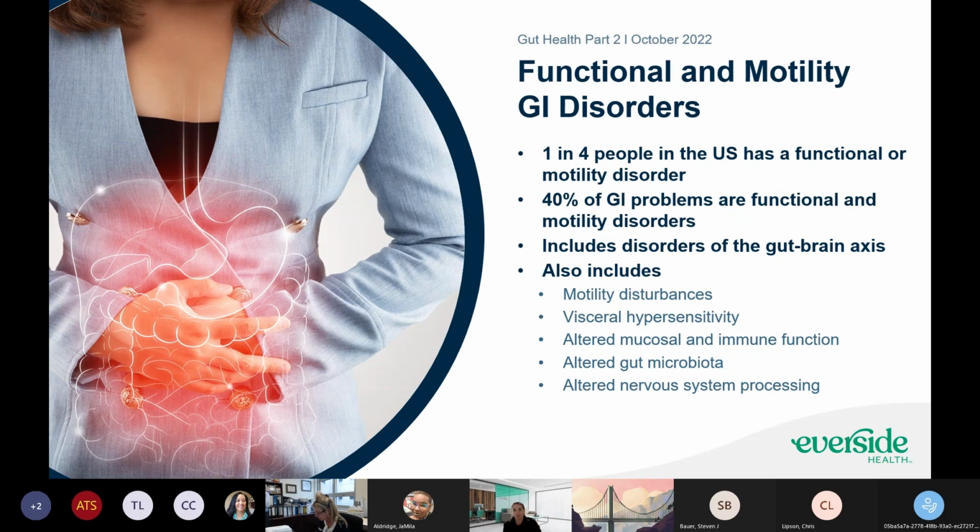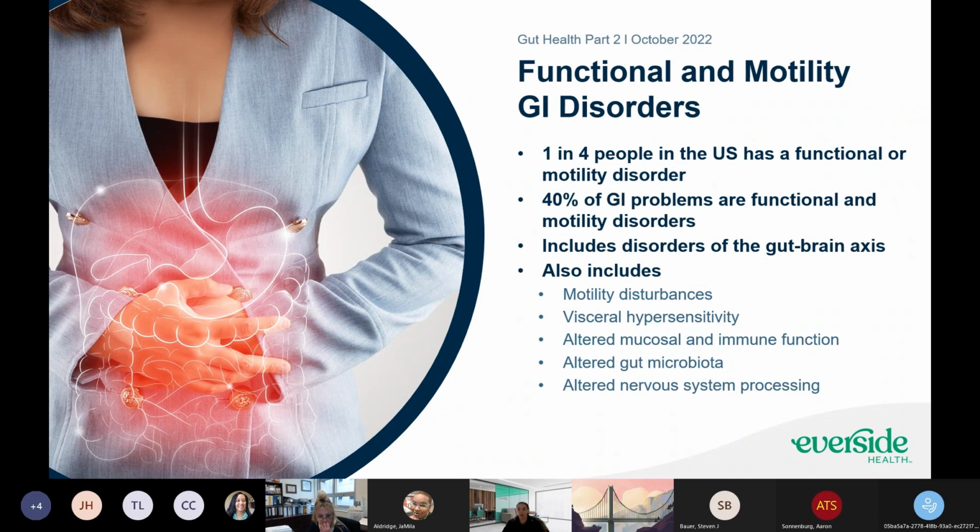So when we're looking at functional and motility disorders, 1 in 4 people in the United States has a functional or motility disorder. 40% of the GI problems are functional motility disorders. It includes disorders of that gut-brain axis, like we talked about. It also includes motility disorders and visceral hypersensitivity. So basically, your gut is just extra sensitive for whatever reason. It's a little bit more able to be irritated. Altered mucosal and immune function, altered gut microbiome, or altered nervous system. So your nervous system's just not working the way it should.